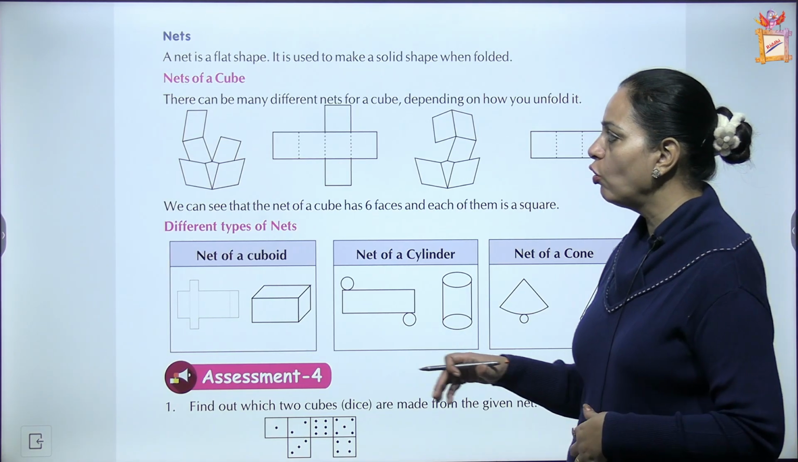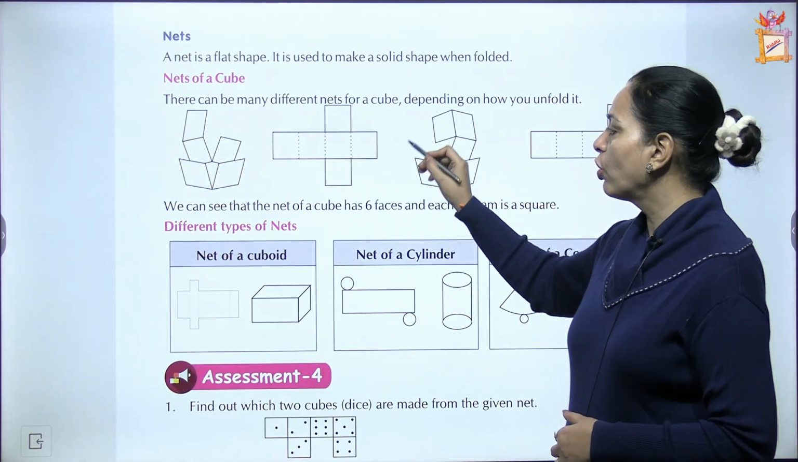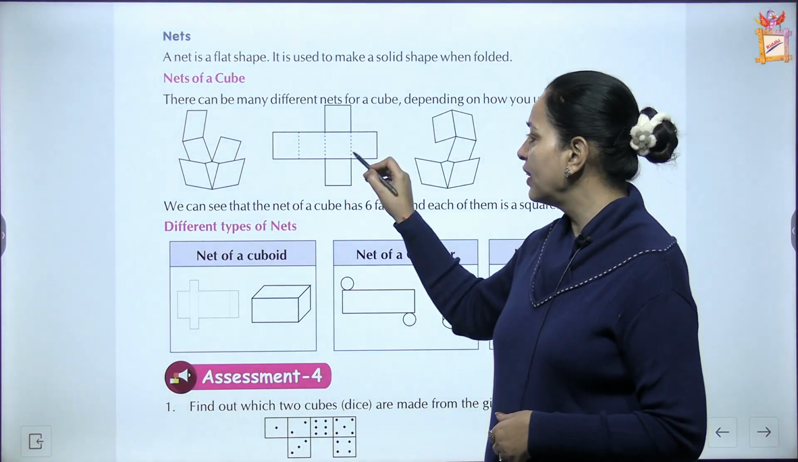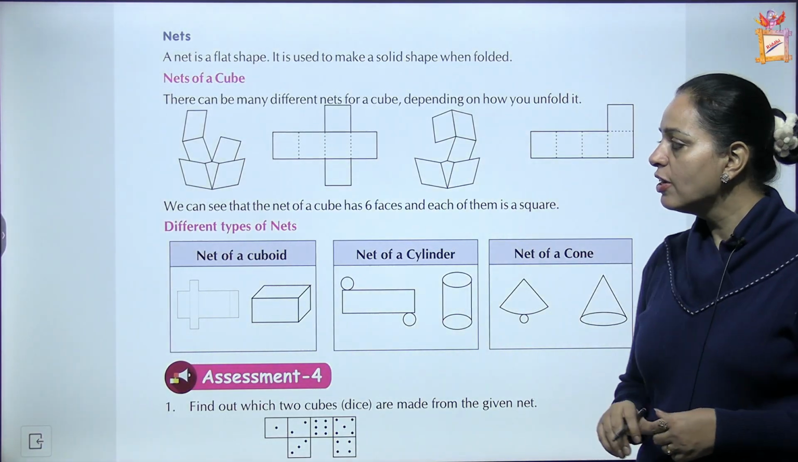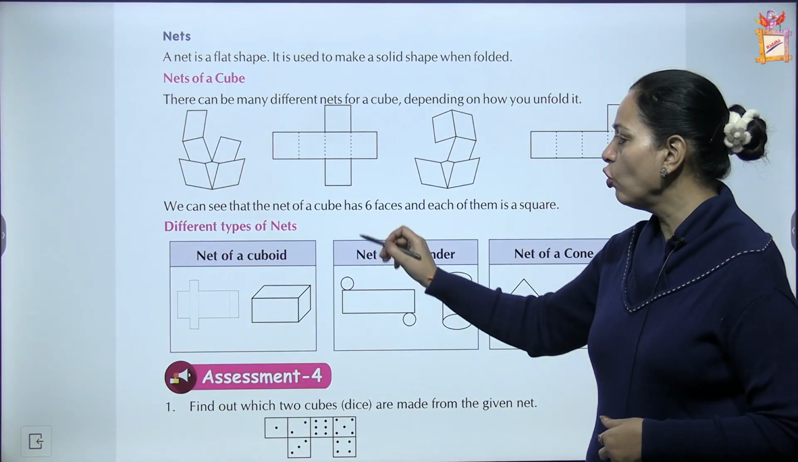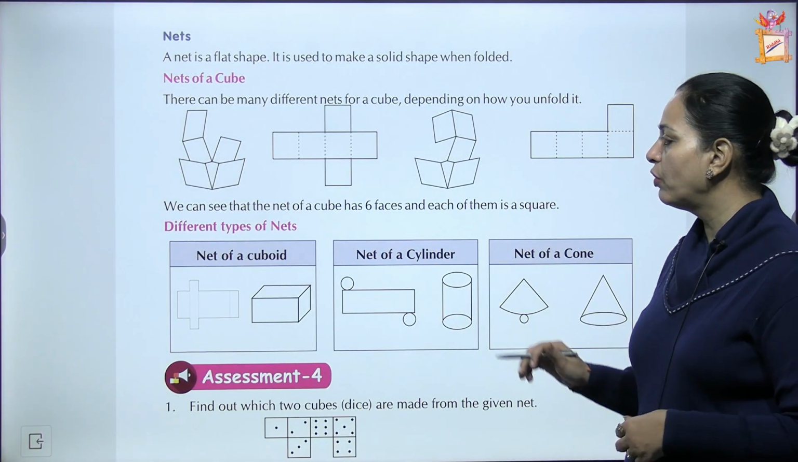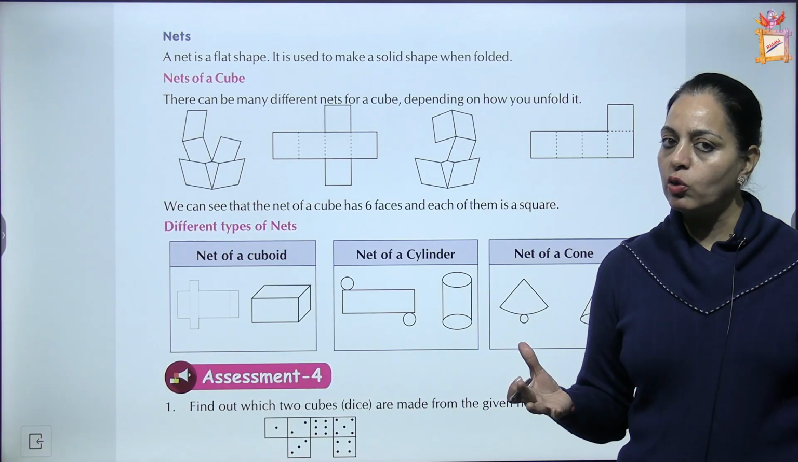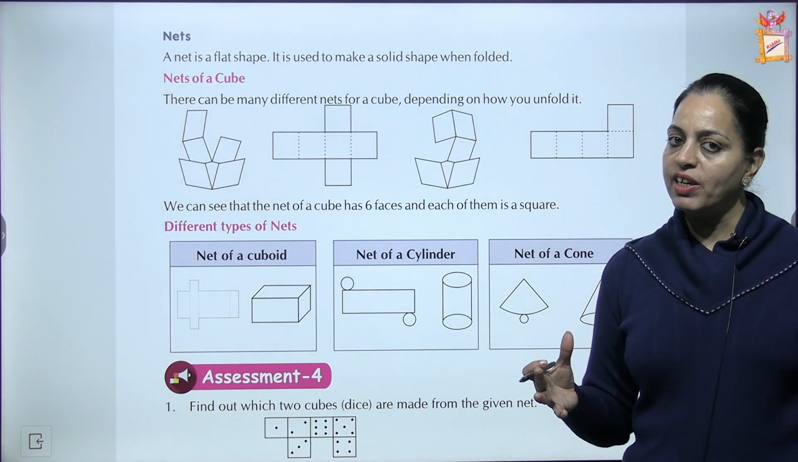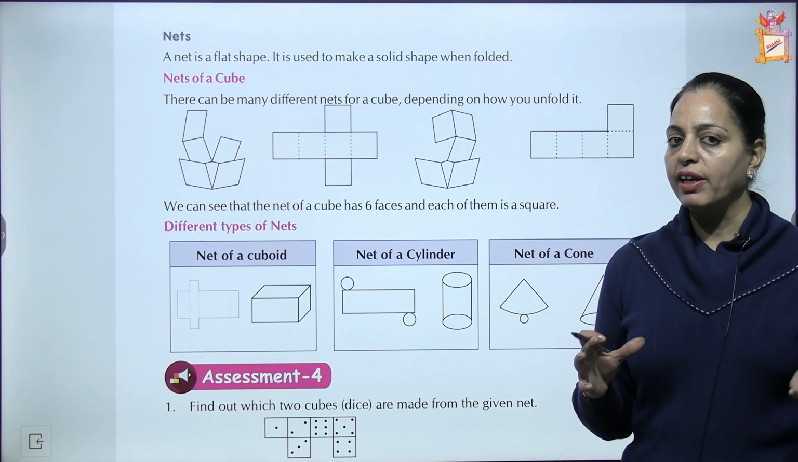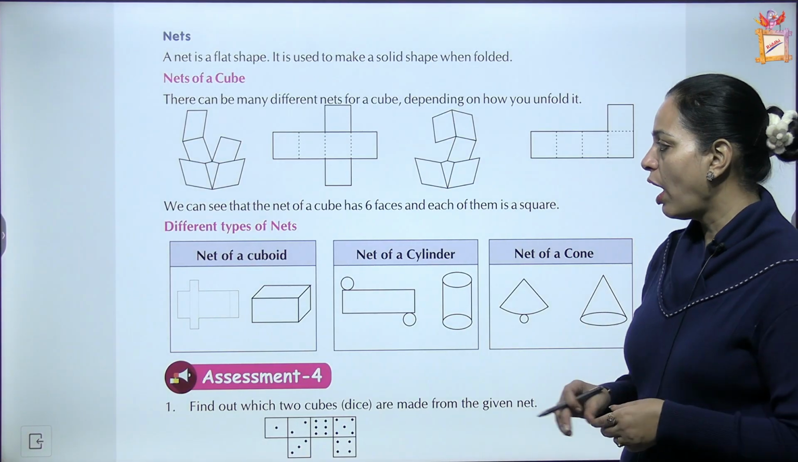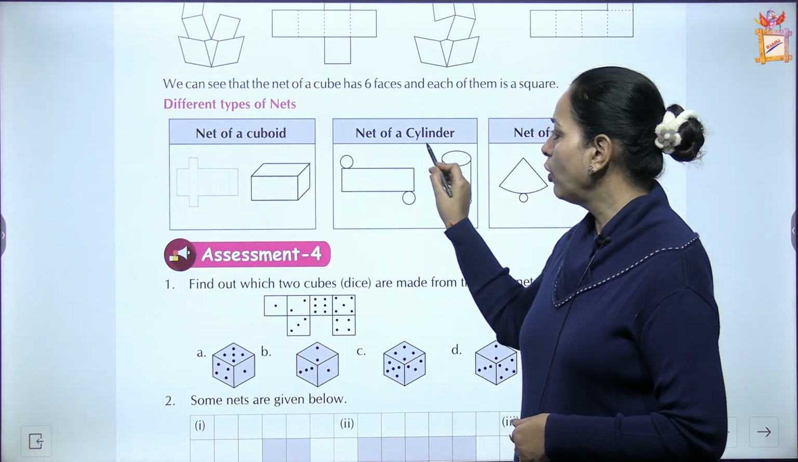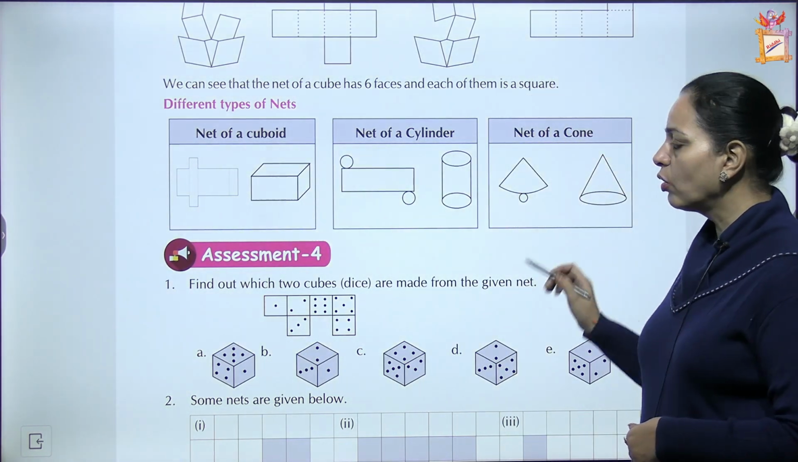So here, nets of a cube, there can be many different nets for a cube depending on how you unfold it, like this, this, this or this. So we can see the net of a cube has 6 faces and each of them is a square. Okay, ऐसे cuboid को अगर हम unfold करेंगे, you will get the 6 faces, but some are rectangles. Okay, so now different types of nets, like net of a cuboid, net of a cylinder, net of a cone.